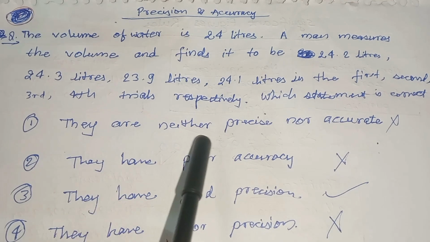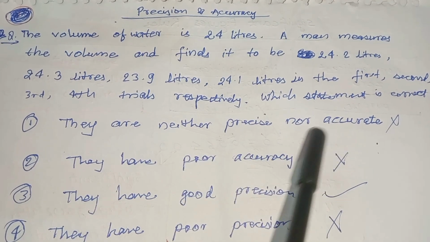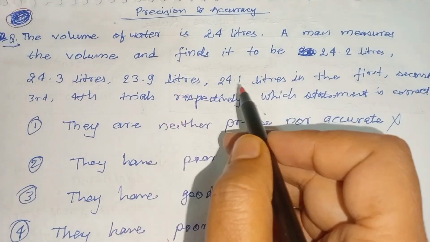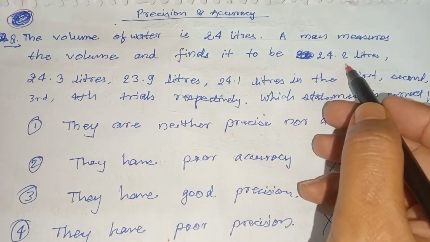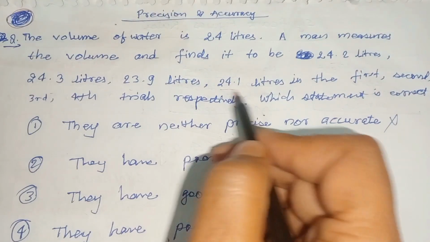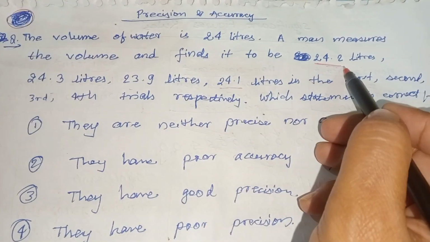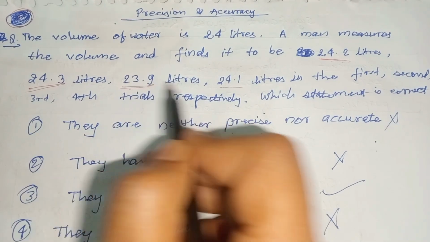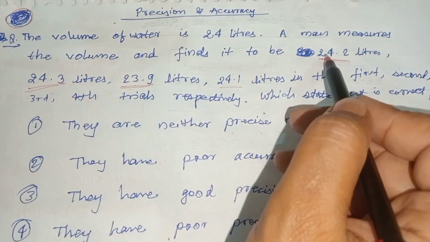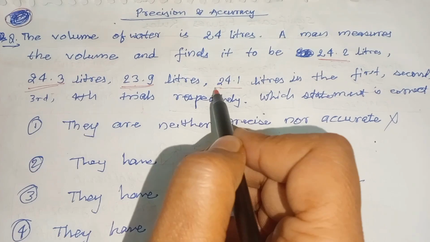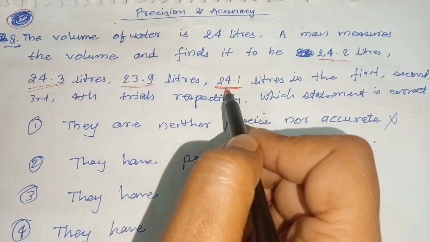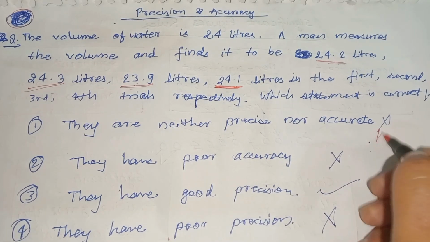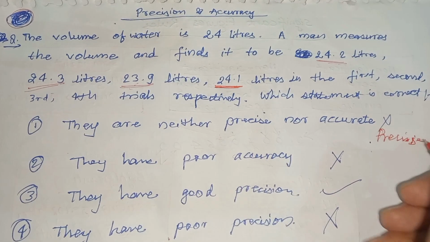Actually they are neither precise nor accurate. Is that correct? Are they precise? It means the measured values should be close to each other. The measured values are in fact close to each other. 24.2 and 24.3 are close, and 23.9 is also not so far from these other two values. 24.1 is also not so far from these, so it can be precise. The first conclusion is precise.